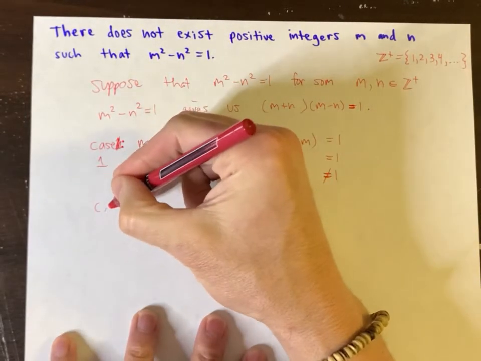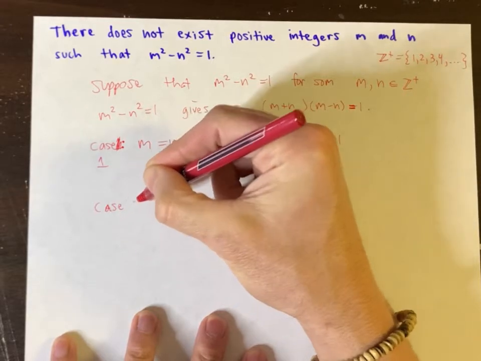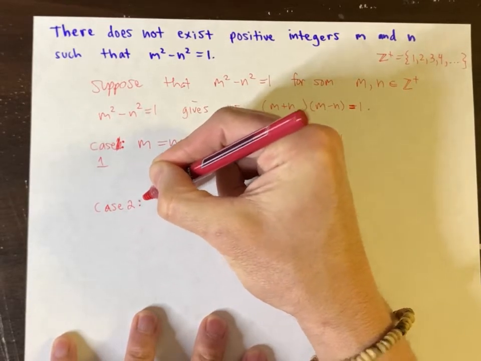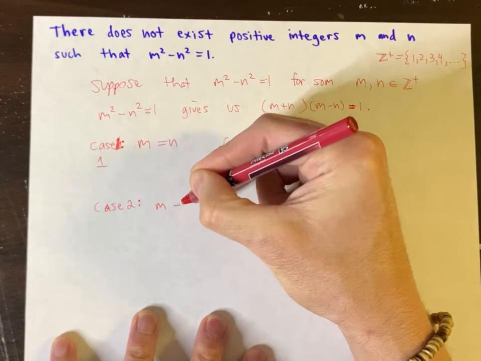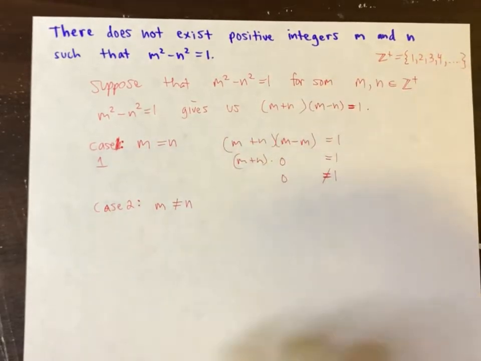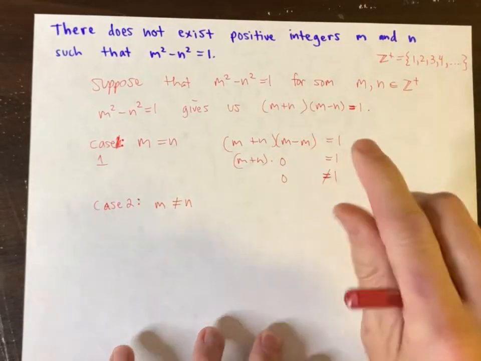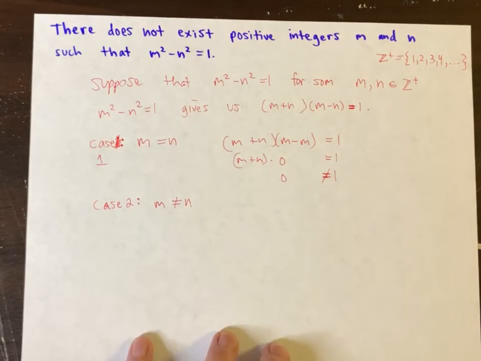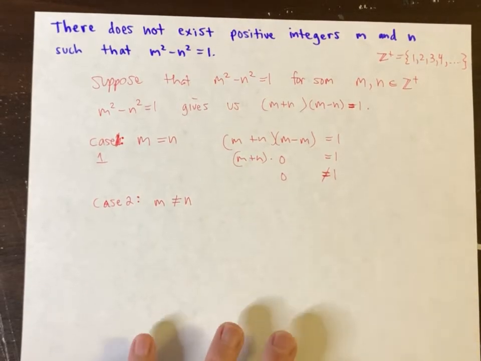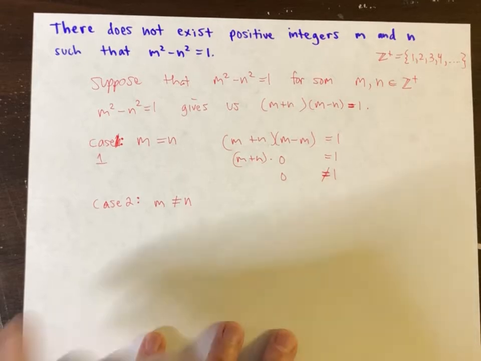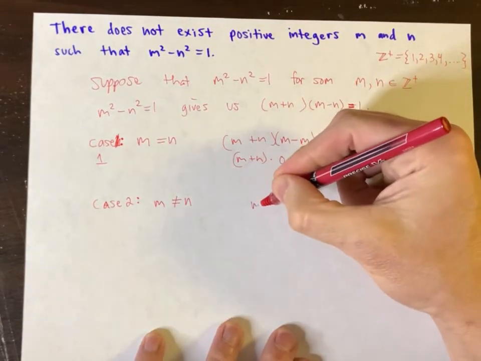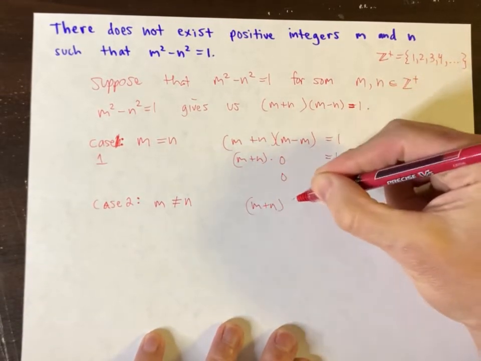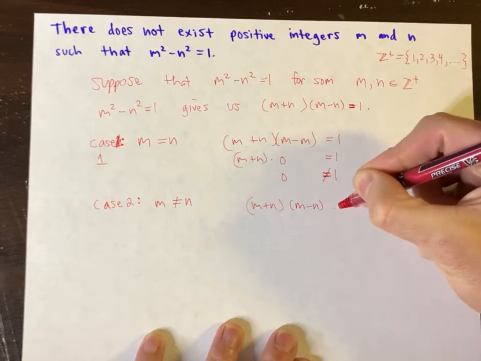What's the only other option? The only other option, case 2, if you want to call it that, is that m is not equal to n. M and n are not the same number. They are different numbers. Just keep that in mind. Okay. So what does that give us? So let's write this down again. We have m plus n times m minus n equals 1.